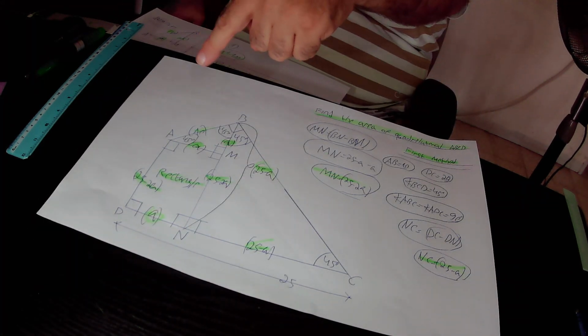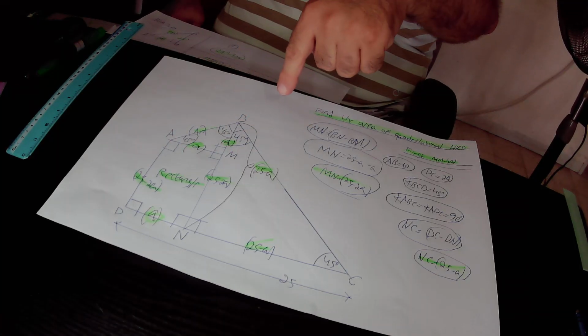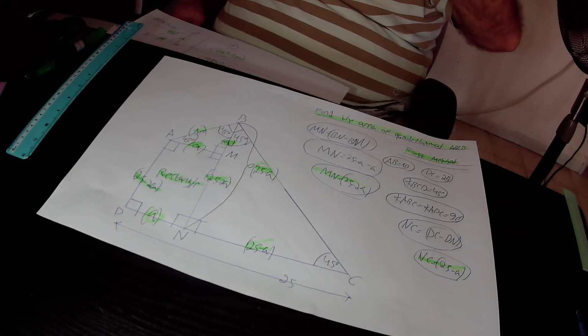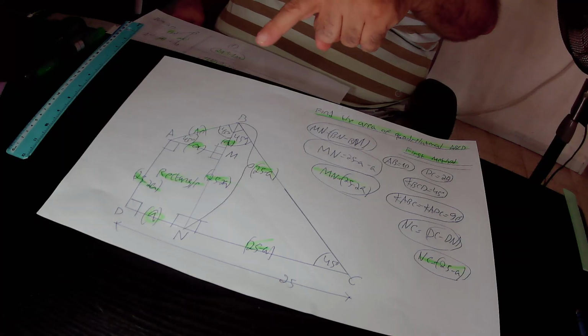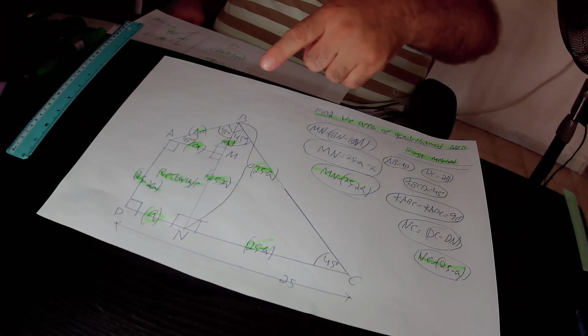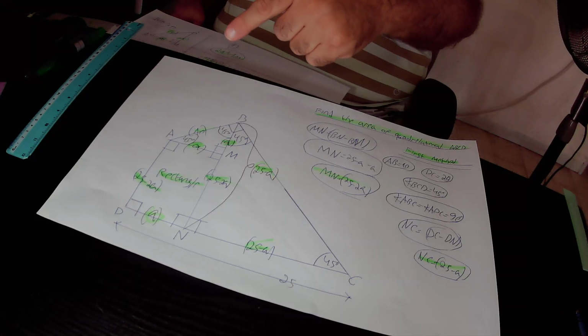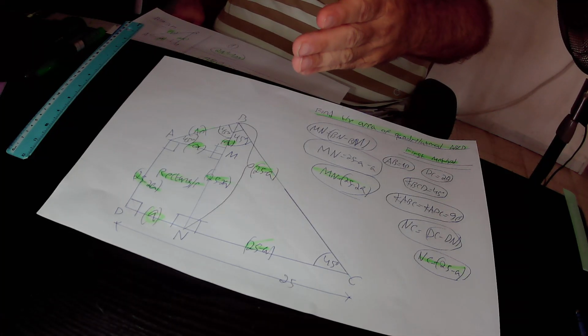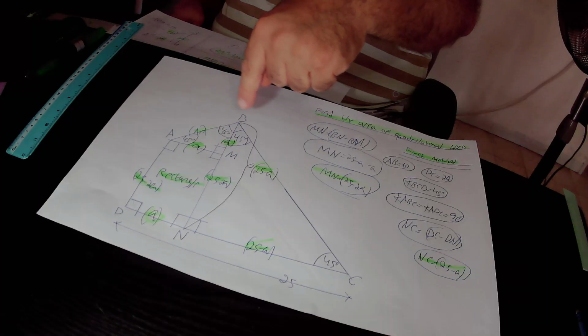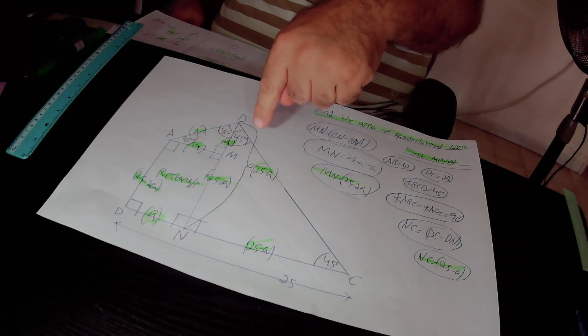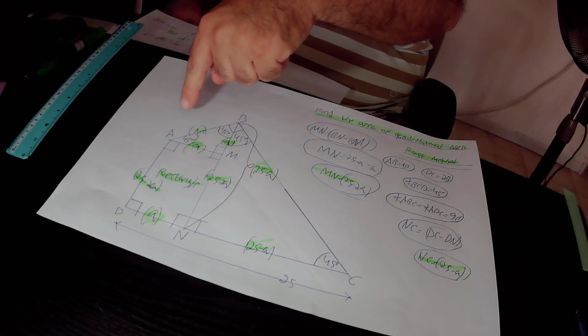This is quadrilateral ABND. Quadrilateral ABND is a trapezoid. Why is quadrilateral ABND a trapezoid? First of all, we know that the opposite sides of a rectangle are parallel to each other. So in rectangle AMND, side MN is parallel to the opposite side AD.